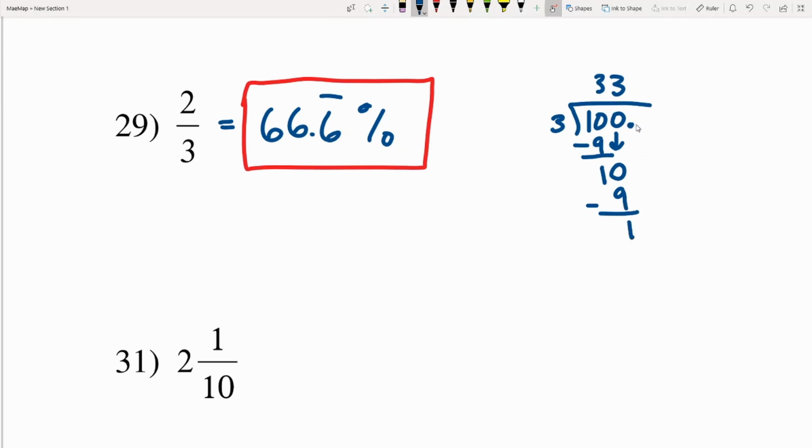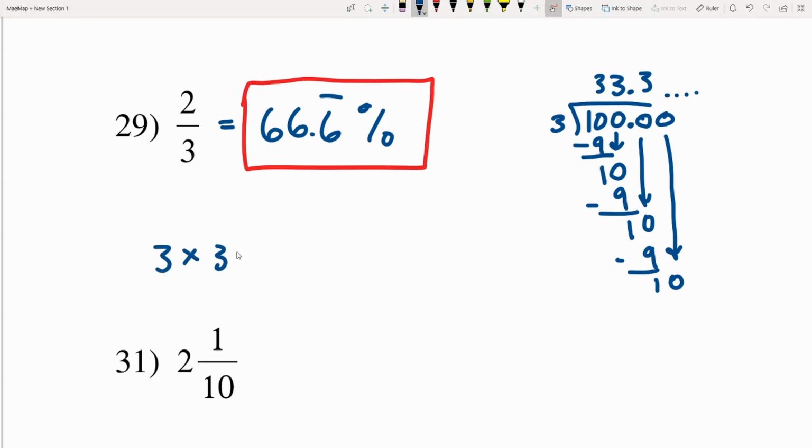Now notice, if I put my decimal place in here and bring down that 0, keeping my decimals in line, I get another 10. How many times does 3 go into 10? 3 times. Subtract 3 times 3, which is 9. Again, I get a 1, putting a 0. You can see that this pattern will continue on. So 3 times 33.3 repeating, because that's going to continue on, gives me 100.